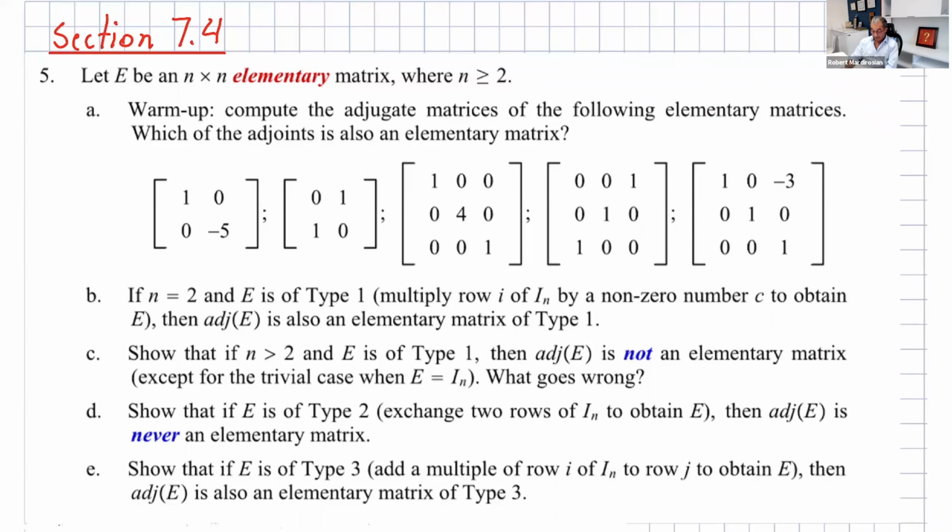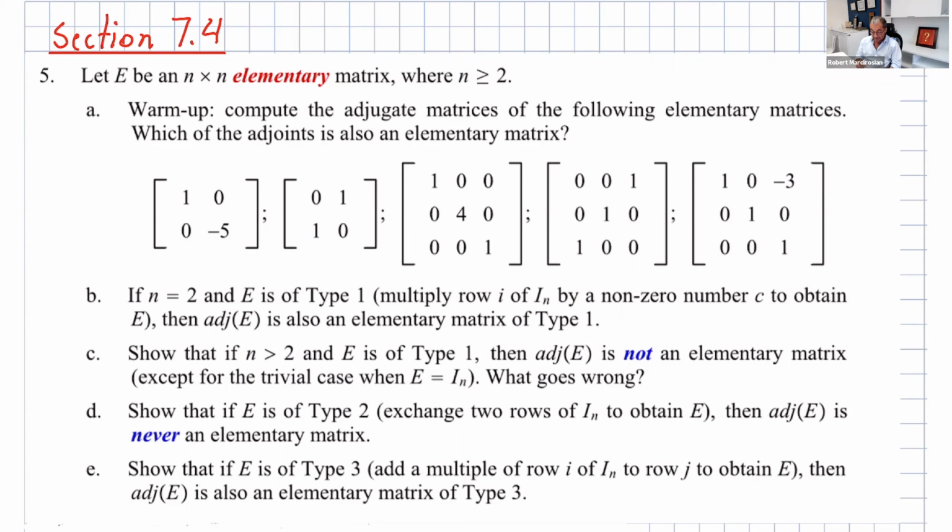Welcome everyone. In this video, I want to go over problem number 5, section 7.4. I did each part in detail, and that's going to help you do the other proofs also. So let's see what the problem says.